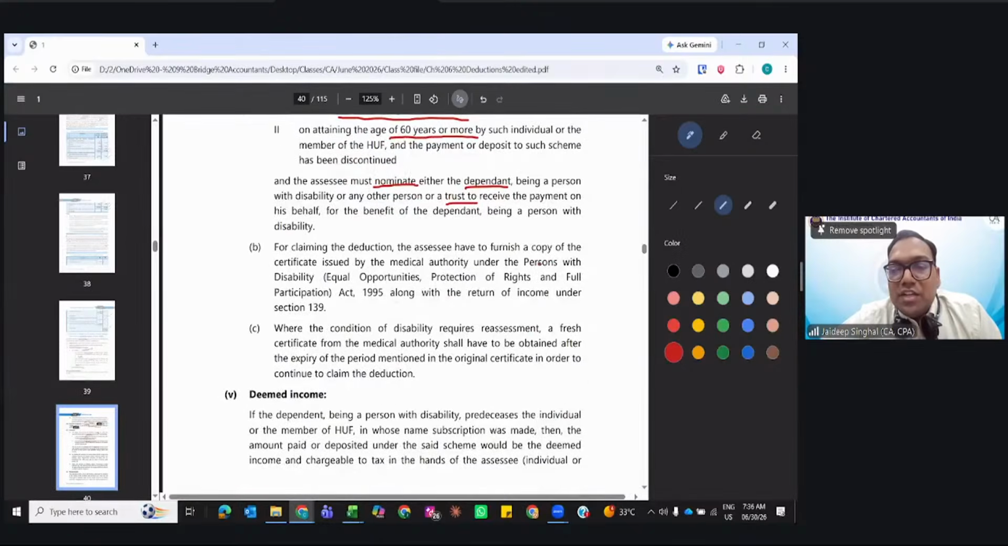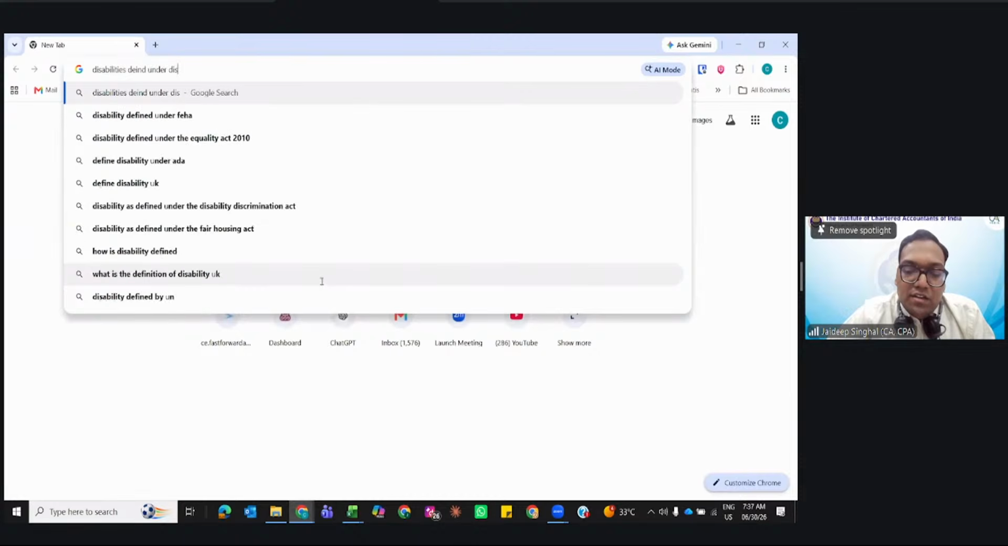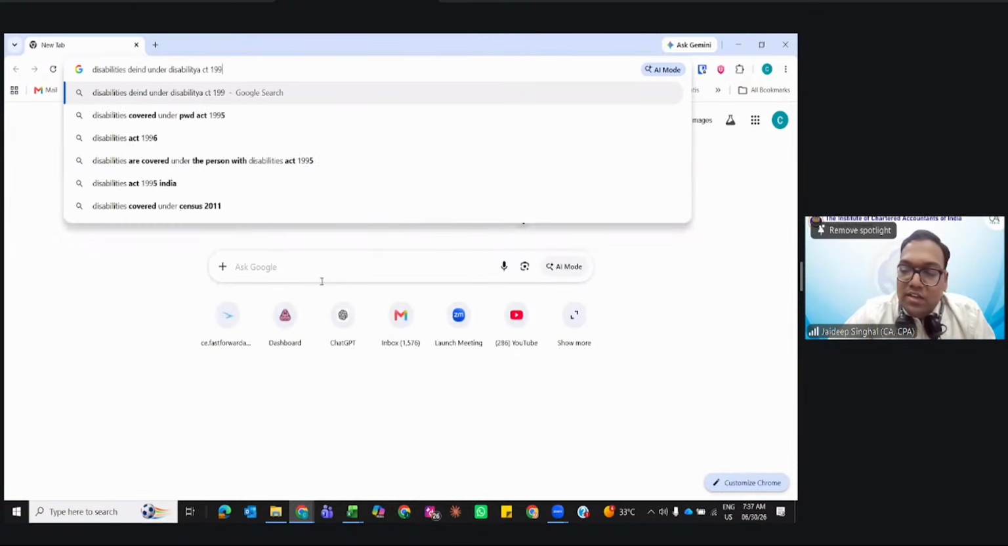For claiming the deduction, the assessee should furnish a copy of the certificate issued by the medical authority. The medical authority will issue the certificate under the Persons with Disability (Equal Opportunities, Protection of Rights and Full Participation) Act, along with the return of income under section 139. The disabilities defined in the Disabilities Act 1995 are covered.